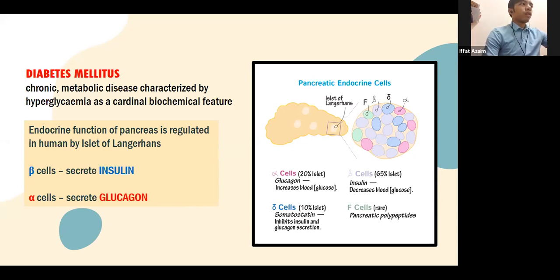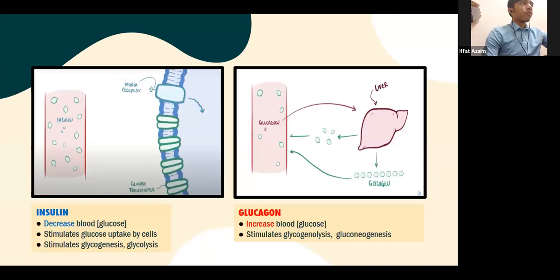So beta cells will produce insulin, while alpha cells will produce glucagon. So what do these hormones do to our blood glucose level? To put it in a simple understanding figure, insulin decreases the blood glucose by stimulating the glucose uptake of the cells from the blood. So the glucose from the blood goes into the cell.